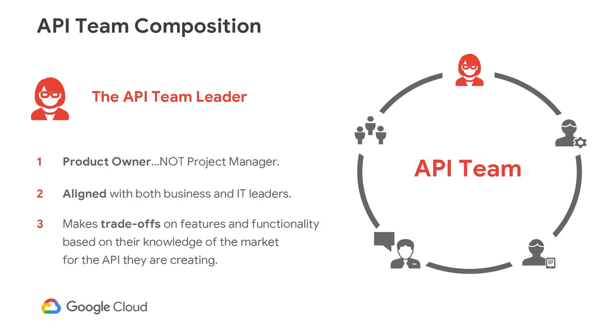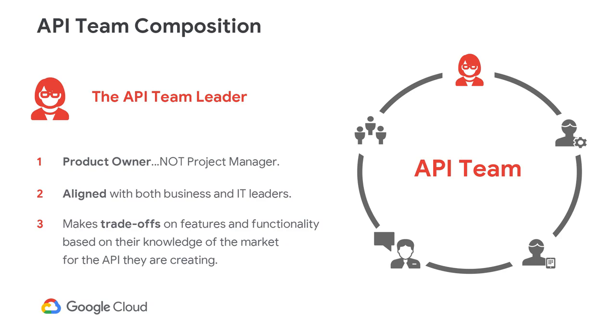As such, the team leader should be aligned with both the business and the IT and have a good understanding of the needs of the end consumer. For example, the app developer. The team leader also helps create, refine, and prioritize the scope for the API team.